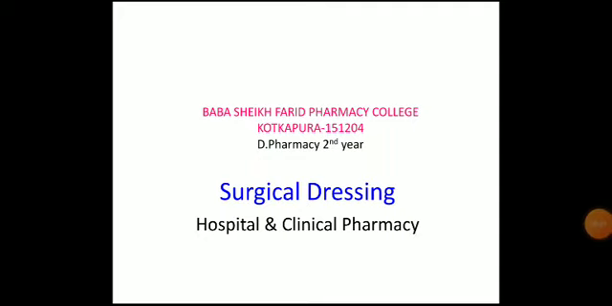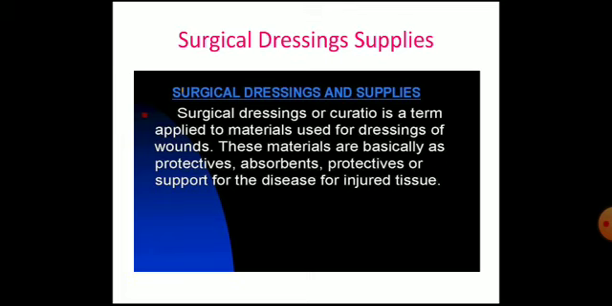Hello students, in the subject hospital and clinical pharmacy, today we are going to a new chapter that is called surgical dressing. Surgical dressing is a term applied to the materials which are used for dressing of the wound. These materials are basically protective, absorbent, or supportive for diseased or injured tissue.